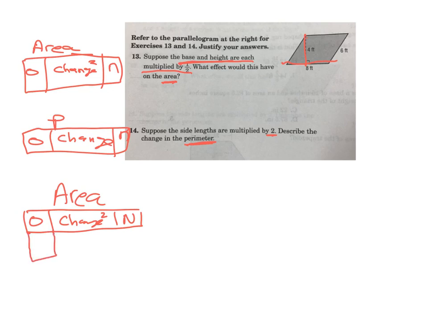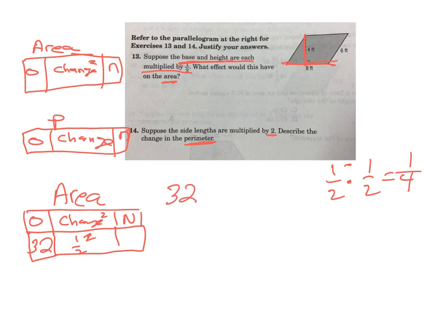So my original is a base times a height, which is 32. And the change is still 1/2 squared. And I don't know what the new is. So let's do 1/2 squared, which is 1/2 times 1/2. And that equals 1/4. We knew that. So now it's 32 times 1/4. Make that. And this will give us our new area. So 32 over 4, 32 divided by 4 is 8, and it's feet, and it's squared.